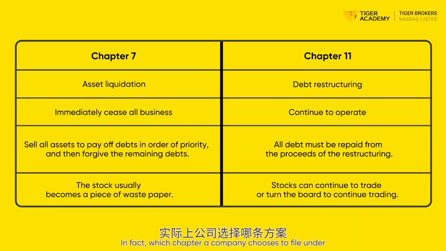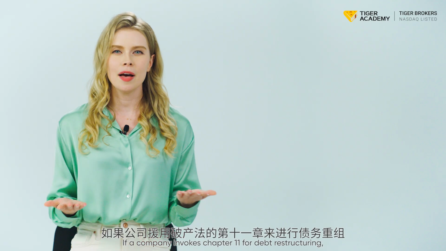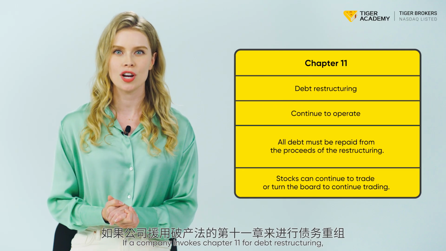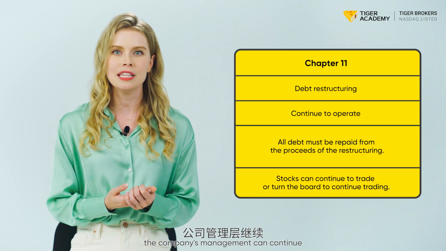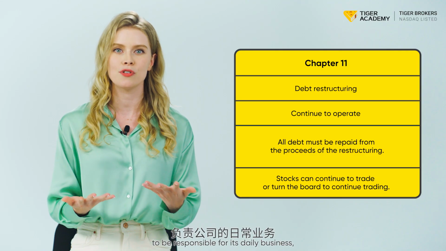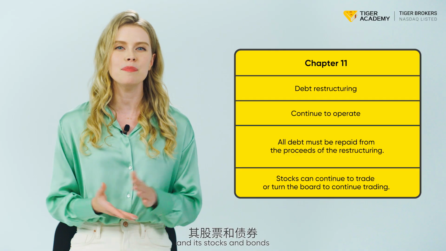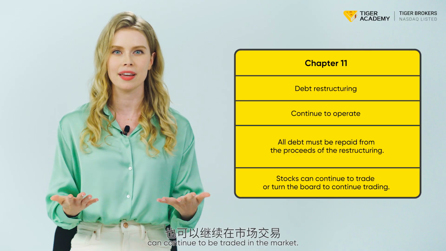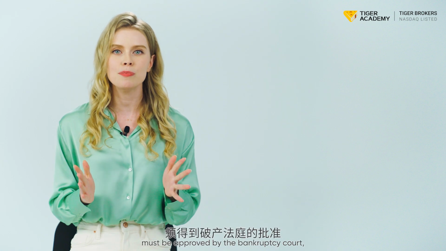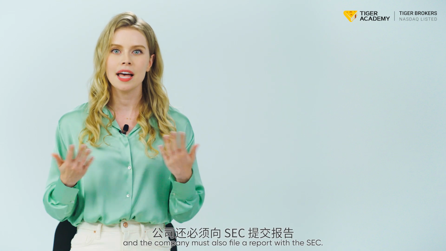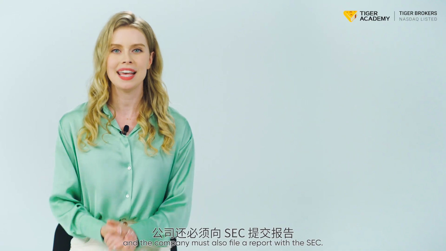In fact, which chapter a company chooses to file under can make a huge difference to the fortunes of its investors. If a company invokes Chapter 11 for a debt restructuring, the bankrupt company can continue to operate as usual. The company's management can continue to be responsible for its daily business, and its stocks and bonds can continue to be traded in the market. However, all major business decisions of the company must be approved by the bankruptcy court, and the company must also file a report with the SEC.